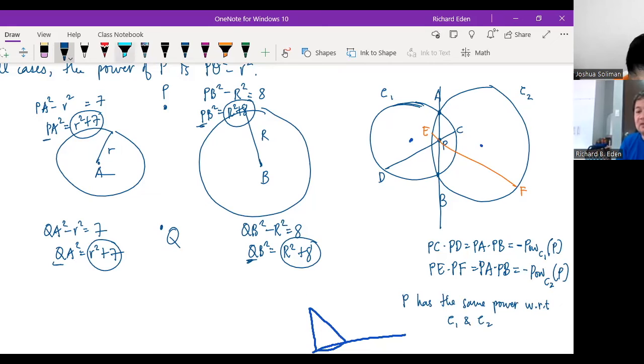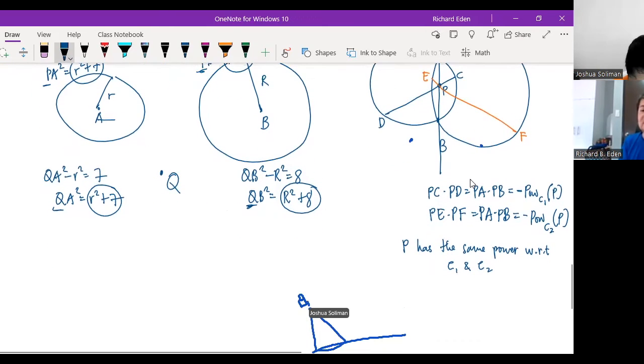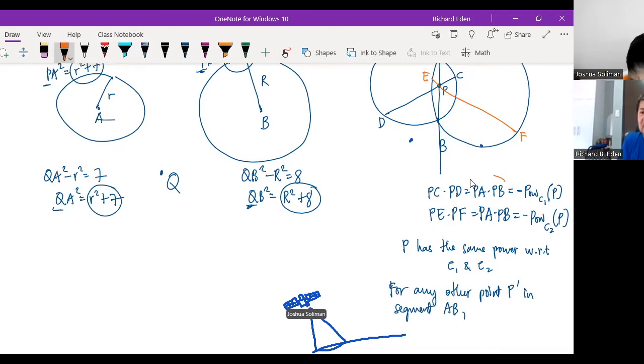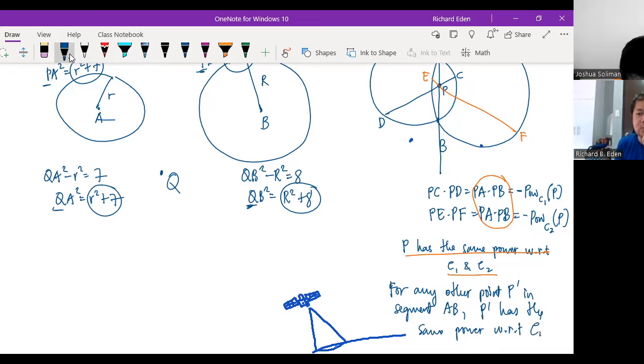But the same can be said for any other point P prime in segment AB. Lalabas kasi, di ba nangyari dito, PA times PB is shared by the negative of the powers of P with respect to C1 and C2. So kaya na-conclude natin, P has the same power with respect to C1 and C2. But then, di ba mangyayari, for any other point P prime in segment AB, P prime has the same power with respect to C1 and C2.